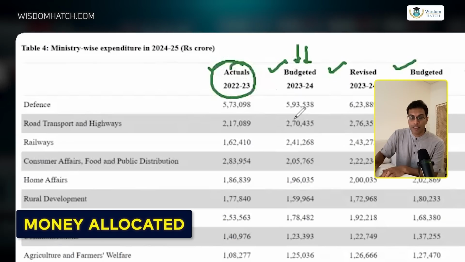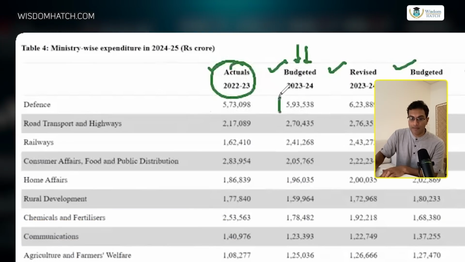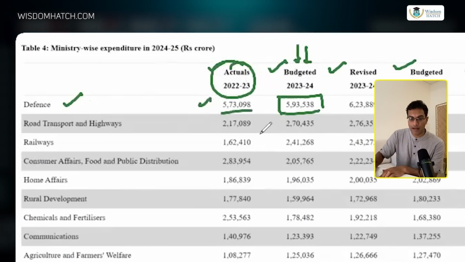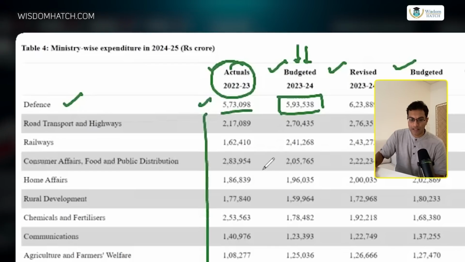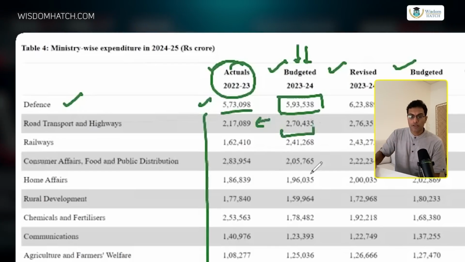What was budgeted? For example, in 2023, 593,538 was budgeted as spending on defense, but the actual expenditure came out to be a little short, 573,098. Similarly, you can look at the other fields too, especially in road transportation there was quite a big lag, right? And so on and so forth. So this is point 1.